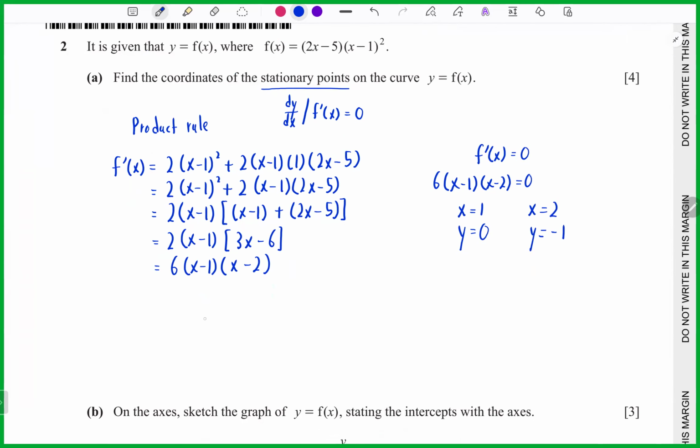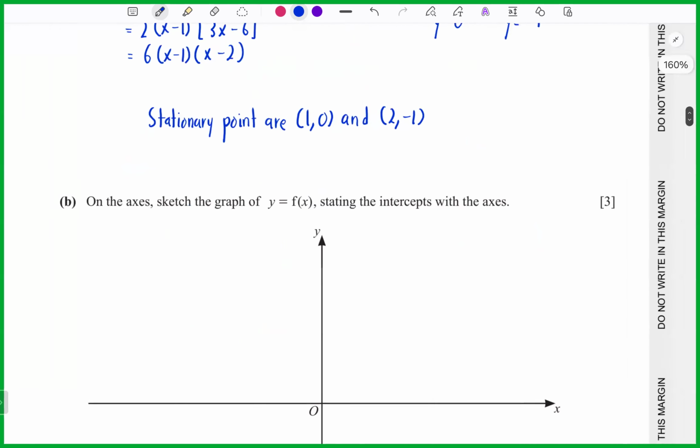Stationary points are 1, 0 and 2, -1. I hope you can get it. So now we try to see the next question.